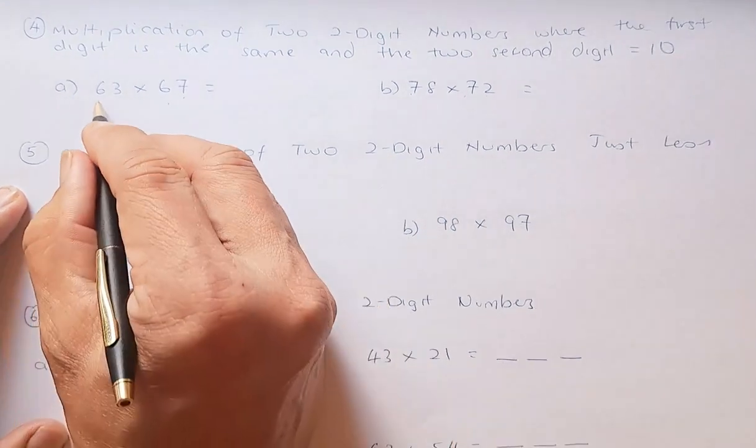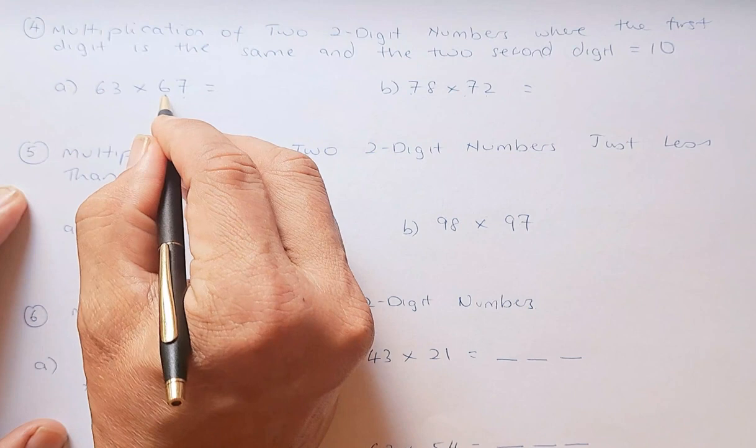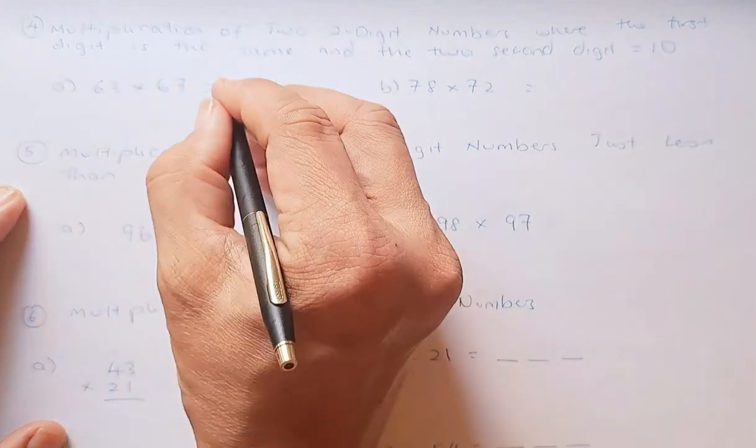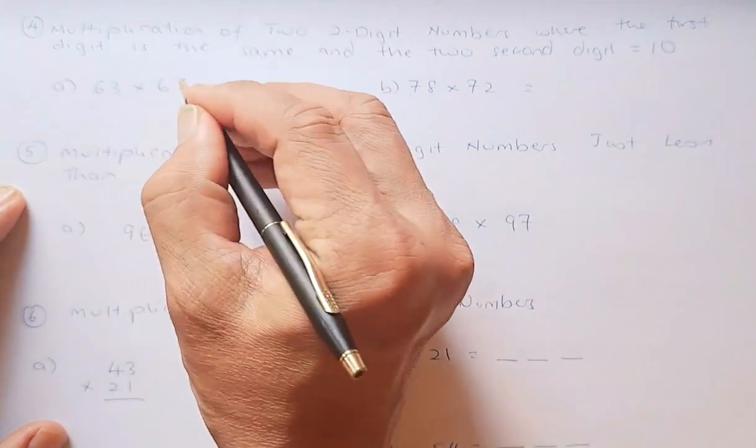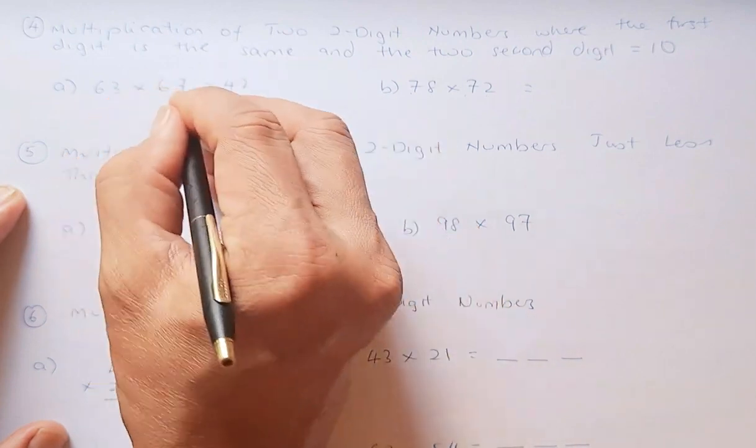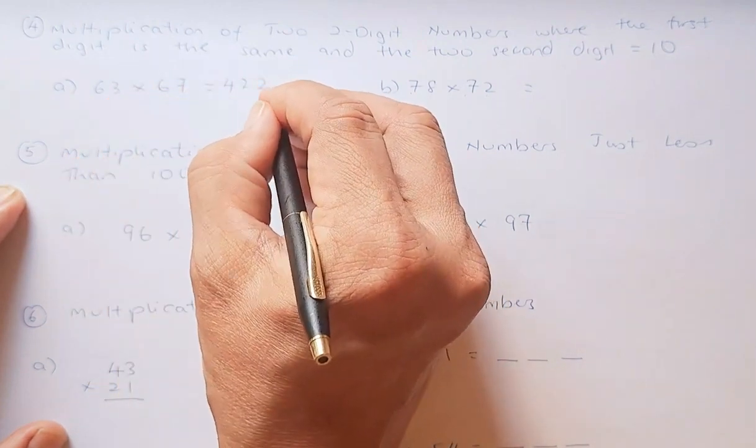So what you do is take 6, multiply by 6 increased by 1, so 6 times 7 is 42. You increase the number by 1, 6 times 7 is 42, and then just 3 times 7 is 21.